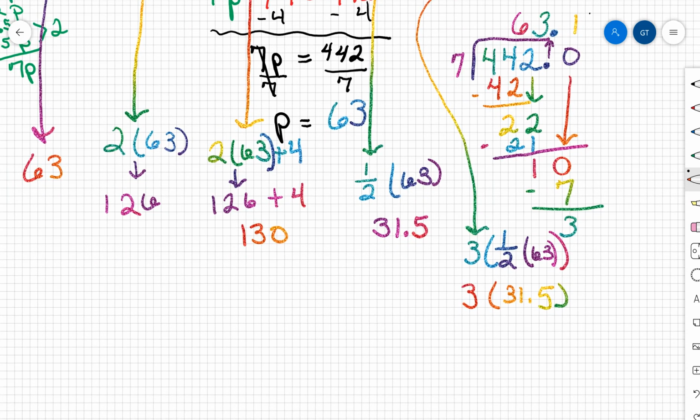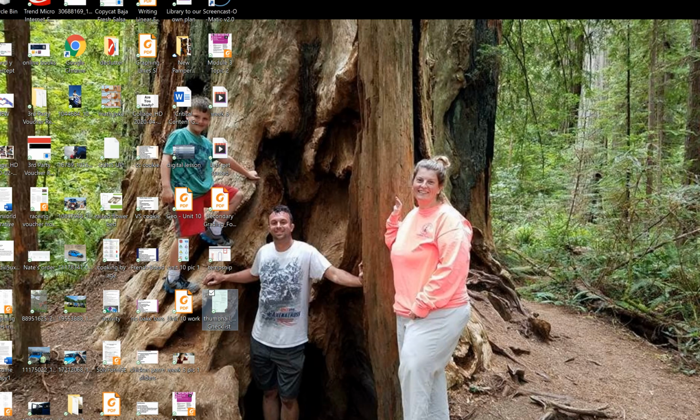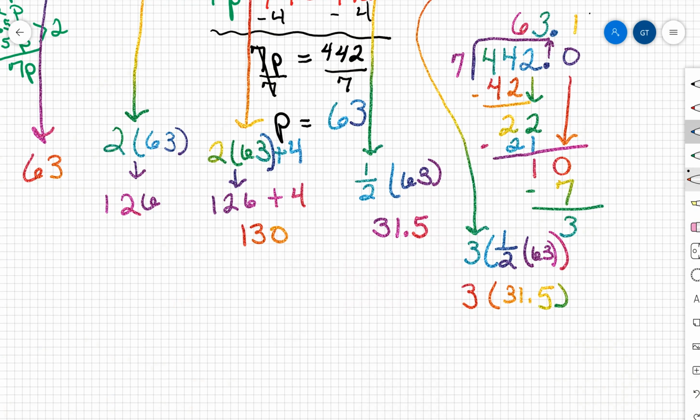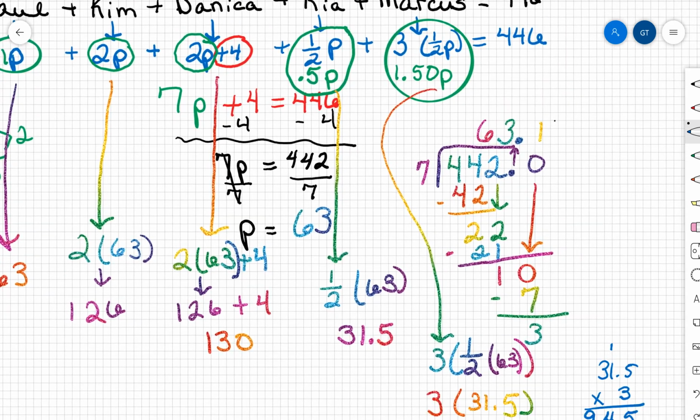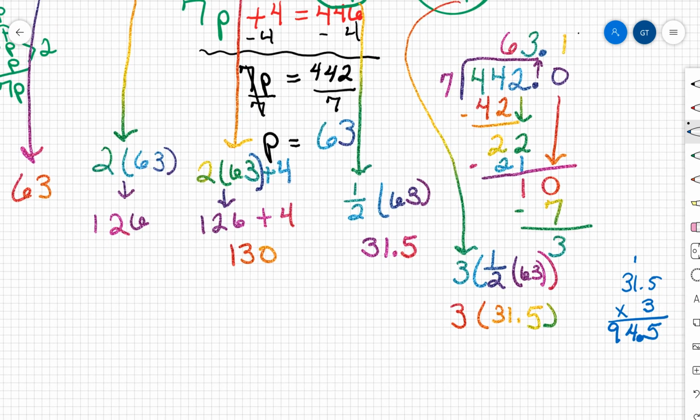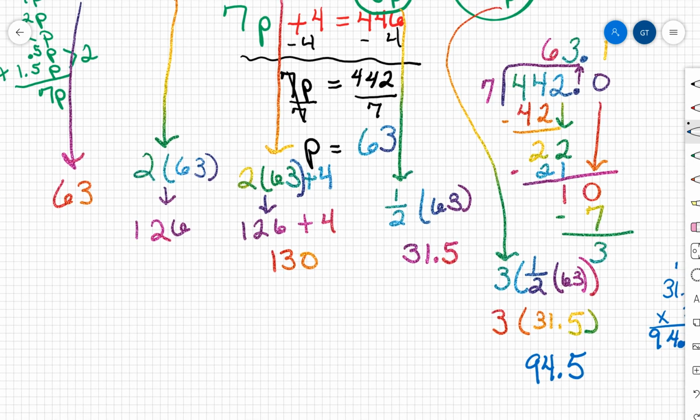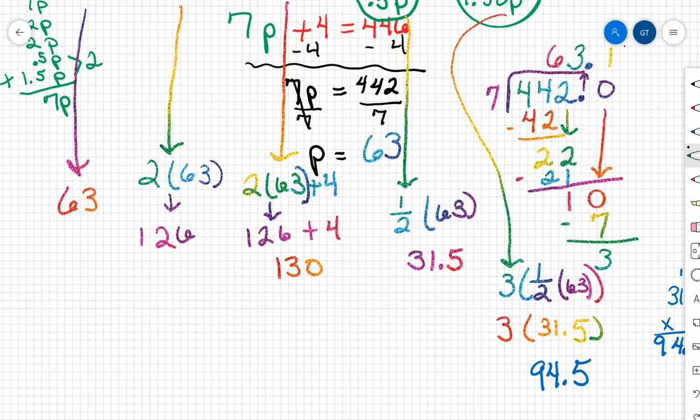And let's do our multiplication here. Oh, my screen went away. Let's try that again. Let's do our multiplication. Let's see. 31.5 times 3. 3 times 5 is 15. Carry my 1. 3 times 1 is 3, plus 1 more is 4. 3 times 3 is 9. I have 1 place behind the decimal, so I'm going to have 1 place behind the decimal here. So our last one was Marcus. So Marcus has 94.5 pencils.